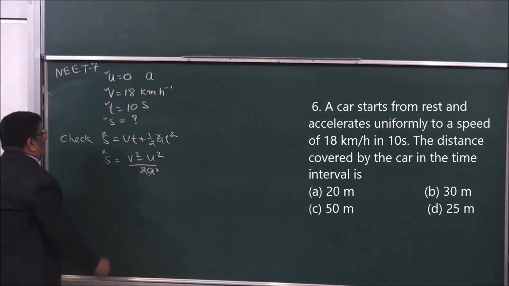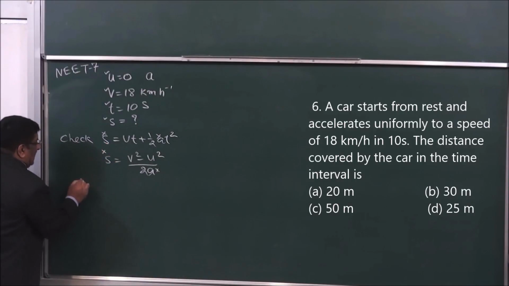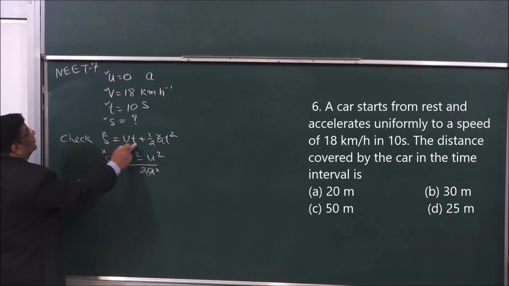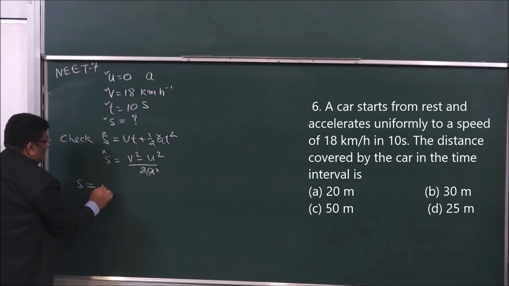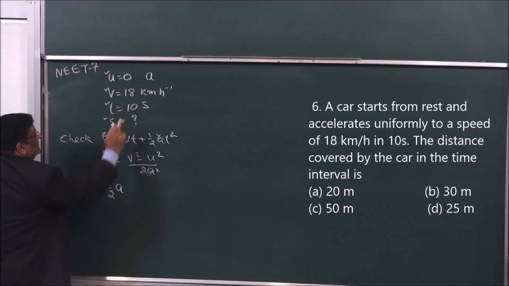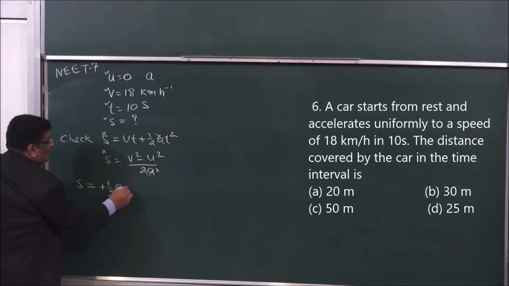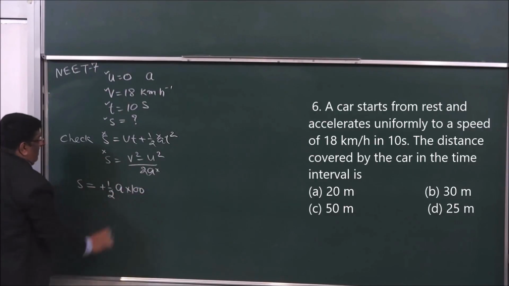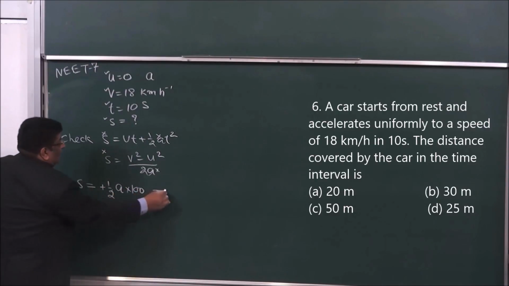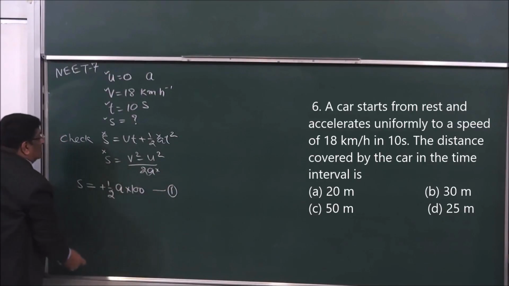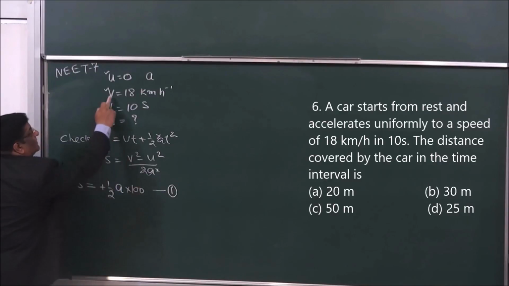Okay, let's do that. So in first case S is equal to ut, U is equal to 0, so this becomes 0 plus half into A into T square, 10 square, that is 100. Okay, this is equation 1. Equation 2, V square minus U square. V square, this is V.